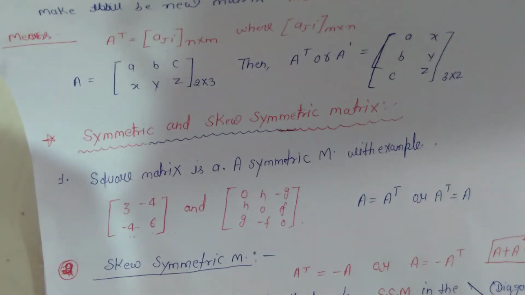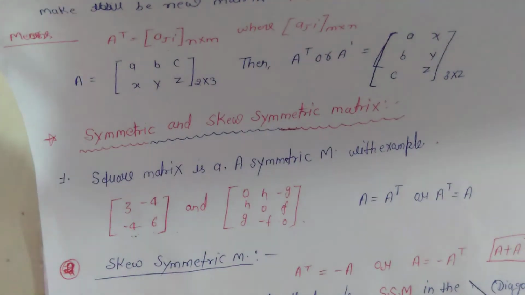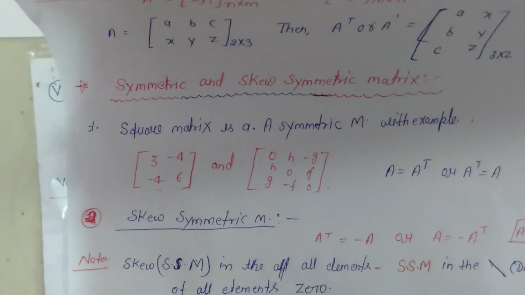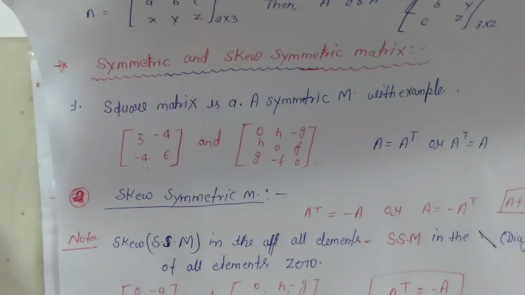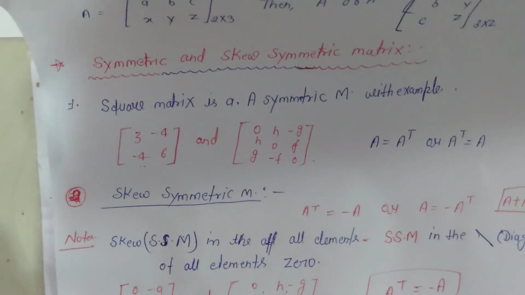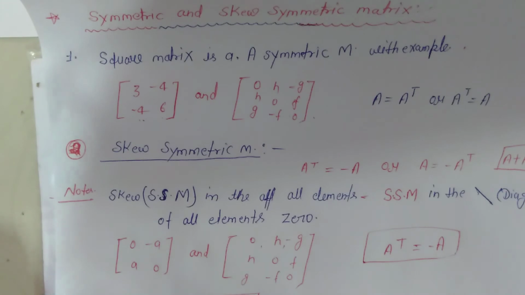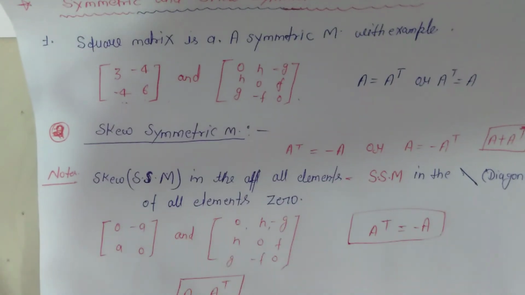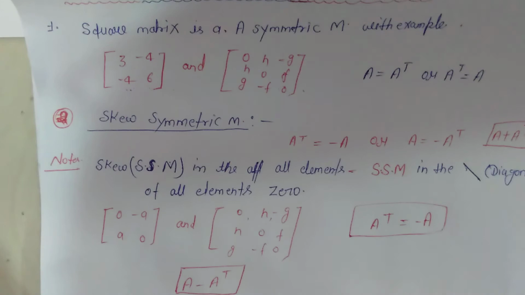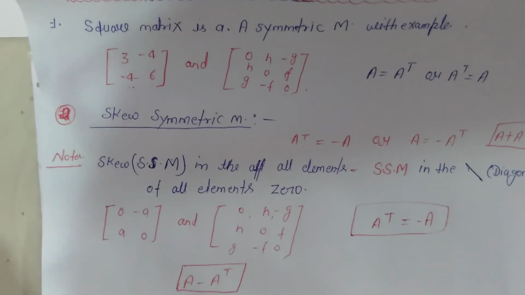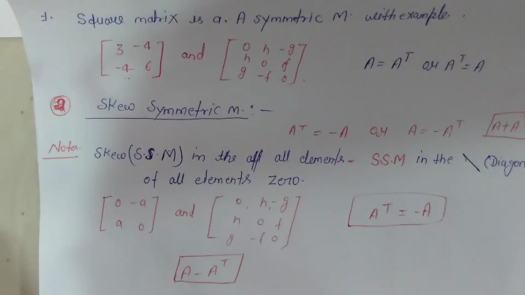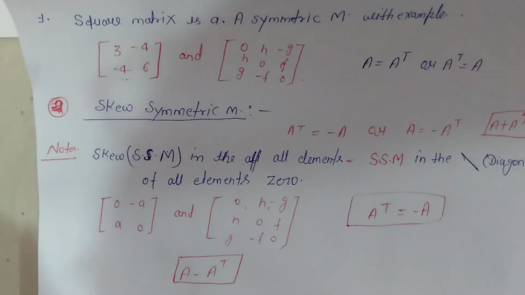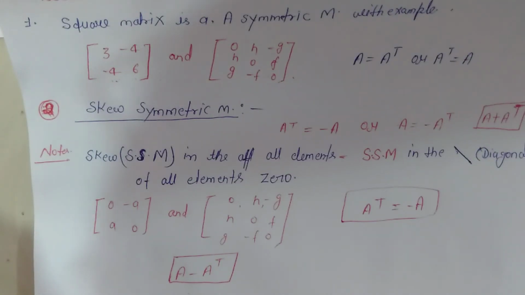And a skew symmetric matrix: A power T equals minus A, or A equals minus A power T. Changing A to A power T gives the negative of the matrix elements. With an example, A is 0, minus a, 0 and so on: 0 h minus g, minus h 0 f, g minus f 0, a 3 cross 3 matrix. Solving, we take A power T by changing rows and columns of the elements, then A minus A power T gives the skew symmetric matrix and A plus A power T gives the symmetric matrix.